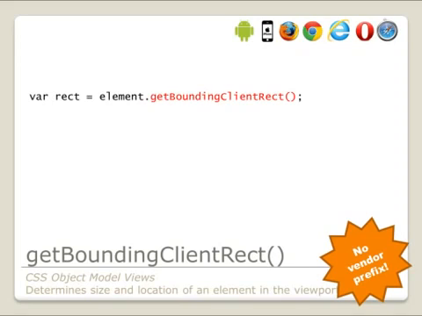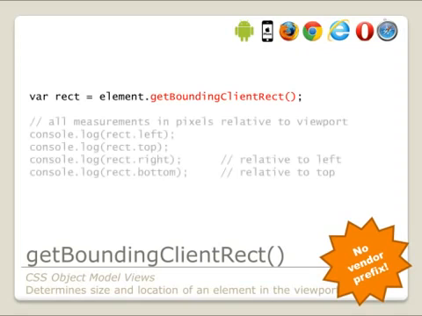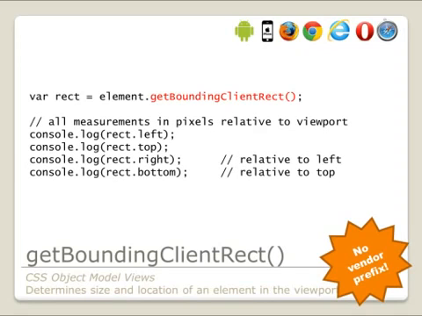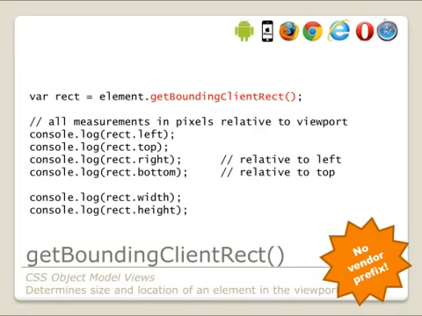So how do you use it? You call that on any element that you have a reference to, and you get a rect object back. And you have rect.left, top, right, and bottom. Once again, right is relative to the left side of the viewport, and bottom is relative to the top of the viewport. All of these measurements are in pixels. You also have rect.width and rect.height, which gives you the size of the rectangle that this element was drawn in.